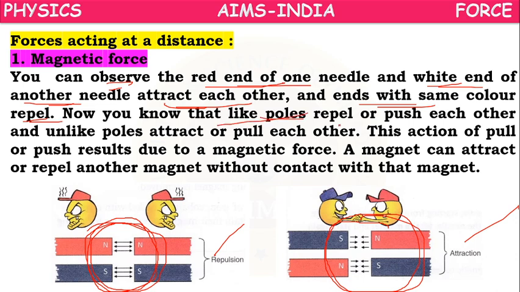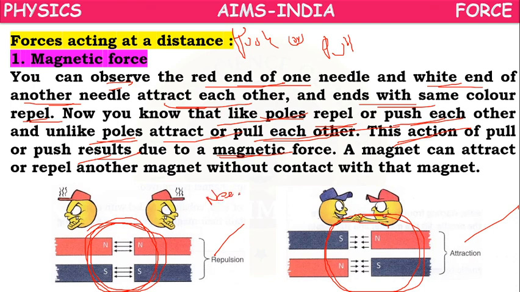Means, like poles repel or push each other, unlike poles attract or pull each other. The poles are showing one kind of push or pull. So this action of push or pull results in magnetic force. Whatever push or pull force we are observing between the needles or between the foam balls, that push or pull we can call a magnetic force.